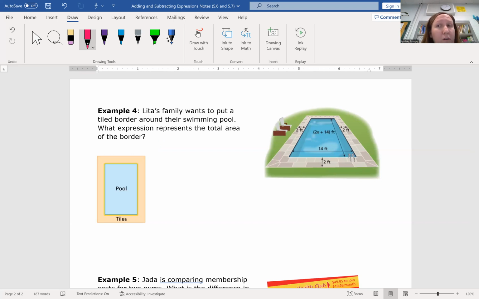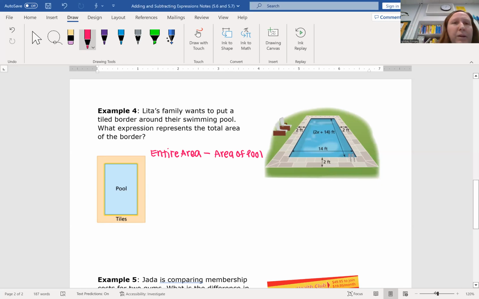But what we can do is look at the bigger picture and then take away the pool. In order to figure out the area of that border around the outside, we're going to take the entire area, the border and the pool included, and subtract the area of the pool. Because if we take the whole thing and remove the area of that pool in the middle, that's going to give us just that border around the outside.